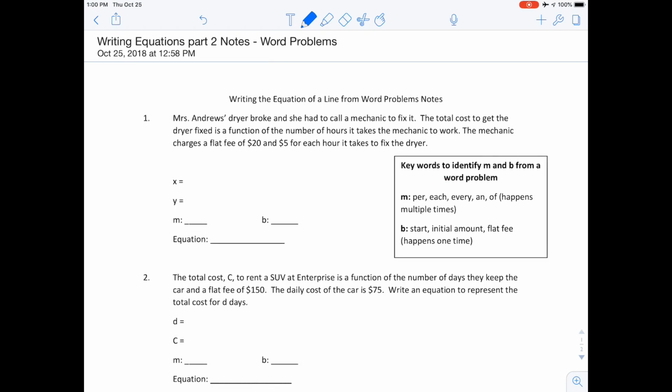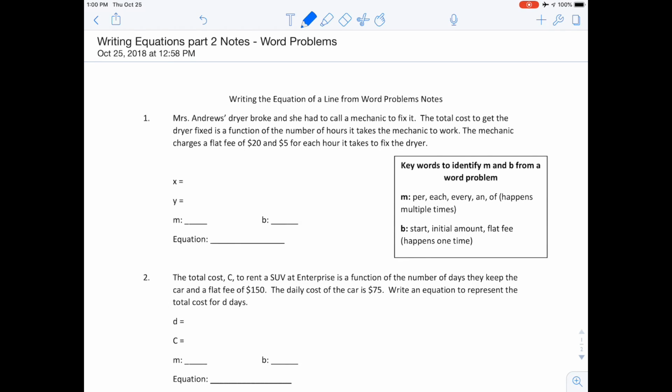Alright, so today's video is going to be writing the equations of a line, but from a word problem. So don't freak out when you see a word problem. We're going to give you some basic tips and tricks to locate your slope and y-intercept in order to write your equation. So just like we did with domain and range, anytime you have a word problem, the first thing you want to do is identify your variables.